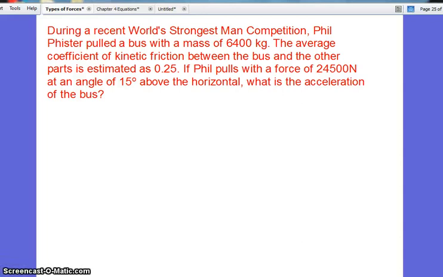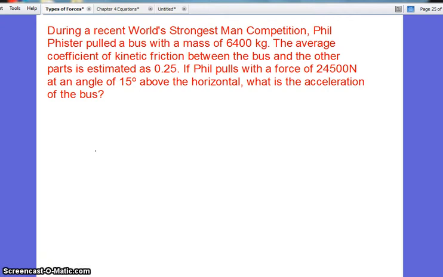This tutorial is another force problem in which the forces are not in equilibrium, so they do not balance out. We still start the same way. We read the problem. During a recent World's Strongest Man competition, Phil Pfister pulled a bus with a mass of 6,400 kilograms. The average coefficient of kinetic friction between the bus and the road is estimated as 0.25. If Phil pulls with a force of 24,500 newtons at an angle of 15 degrees above the horizontal, what is the acceleration of the bus?